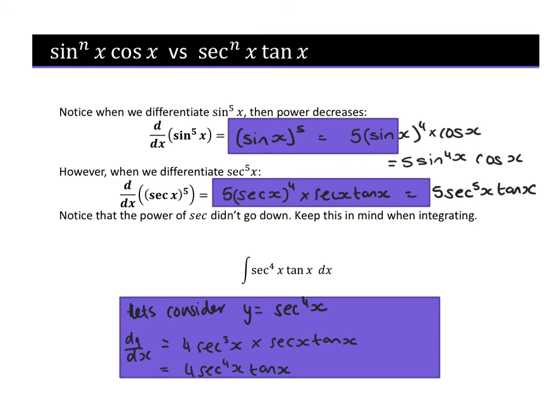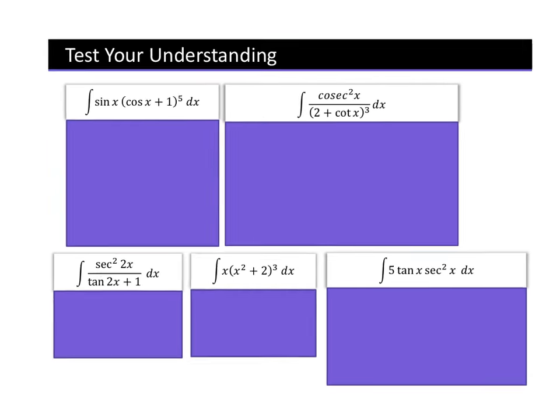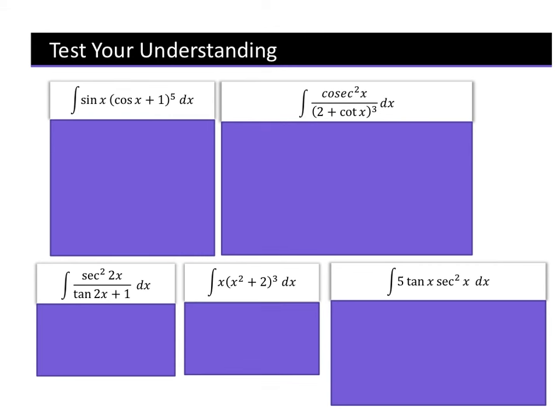Now you can see here, I've got 4 lots of this. I only actually want 1, so I need to divide what I considered by 4. So therefore the integral of sec 4x tan x with respect to x equals 1/4 of sec to the power of 4x plus c. So now what I would like you to do is to test your understanding. Please pause this, give these questions a go, and then press play when you are ready.